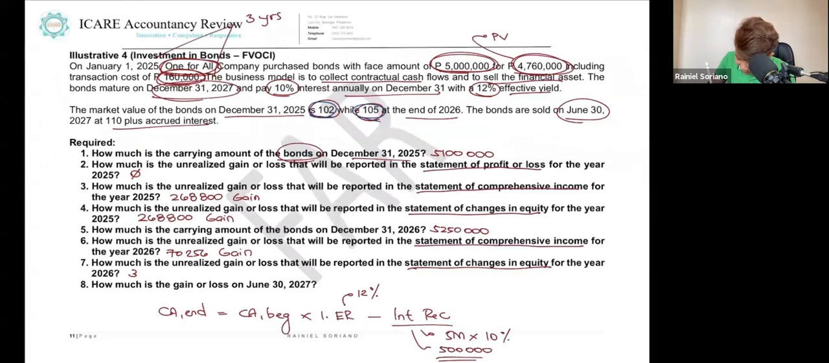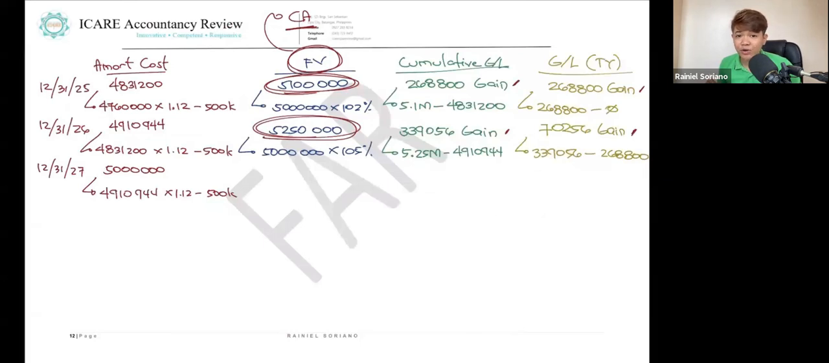All right. Then last question, how much is the gain or loss on June 30, 2027? Kasi sabi dito, the bonds are sold on June 30, 2027 at 110 plus accrued interest. Okay? So dito, kapag nagkaroon ng sale of non-current asset, asahan mo na kino-compare natin yung dalawang bagay: selling price, exclusive of interest, versus the carrying amount as of the date of sale.